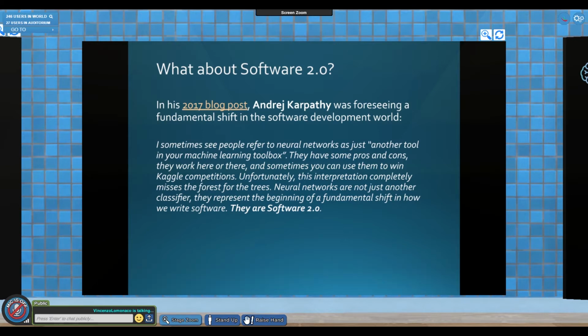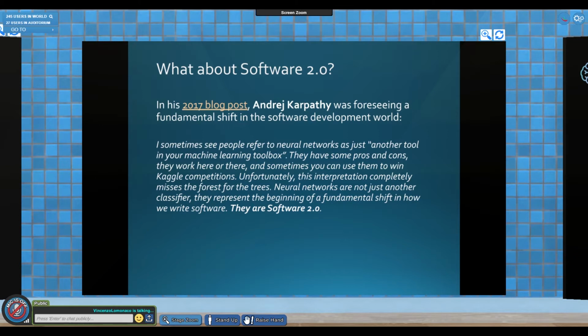He was foreseeing, in this blog post, a fundamental shift in the software development world. We can read these quotes directly from his blog post. He says, "I sometimes see people refer to neural networks as just another tool in your machine learning toolbox. They have some pros and cons, they work here and there, and sometimes you can use them to win Kaggle competitions. Unfortunately, this interpretation completely misses the forest for the trees.